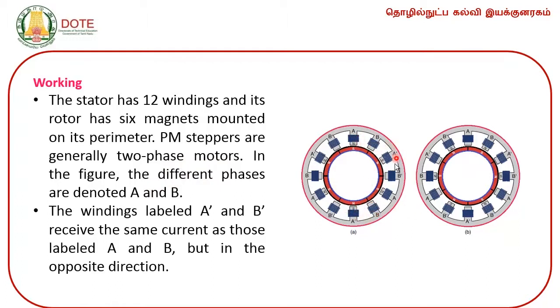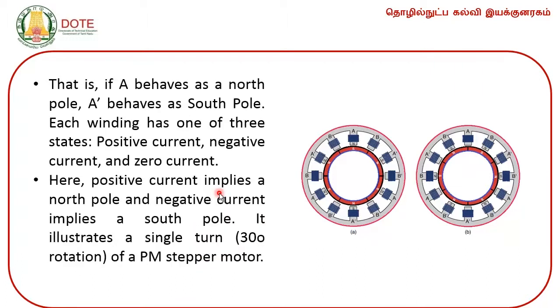A, B, A dash, B dash. The windings labeled A dash and B dash receive the same current as those labeled A and B, but in the opposite direction. That is, if A behaves as a north pole, then A dash behaves as a south pole.